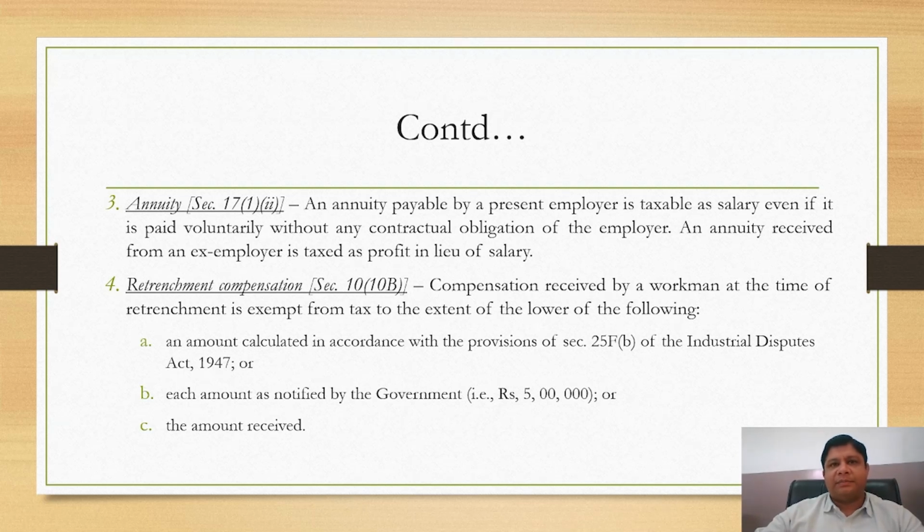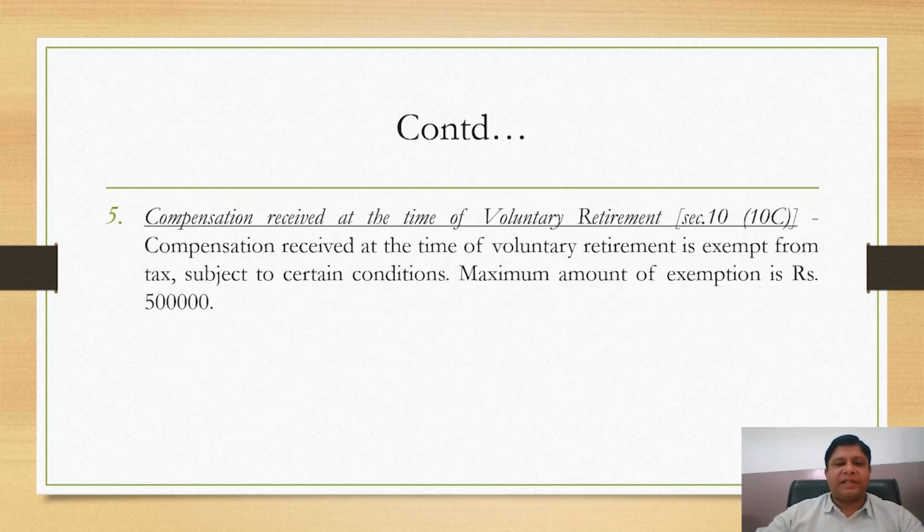Next, retirement compensation. Compensation received by a workman at the time of retrenchment is exempt from tax to the extent of the lower amount of the following: the amount calculated in accordance with the provision of 25F(b), the amount as notified by the government, that is rupees 5 lakh, or the amount received. So whichever is the lower amount is exempted, and the rest will be added in the income portion. Next, compensation received at the time of voluntary retirement. The maximum amount of exemption is rupees 5 lakh.